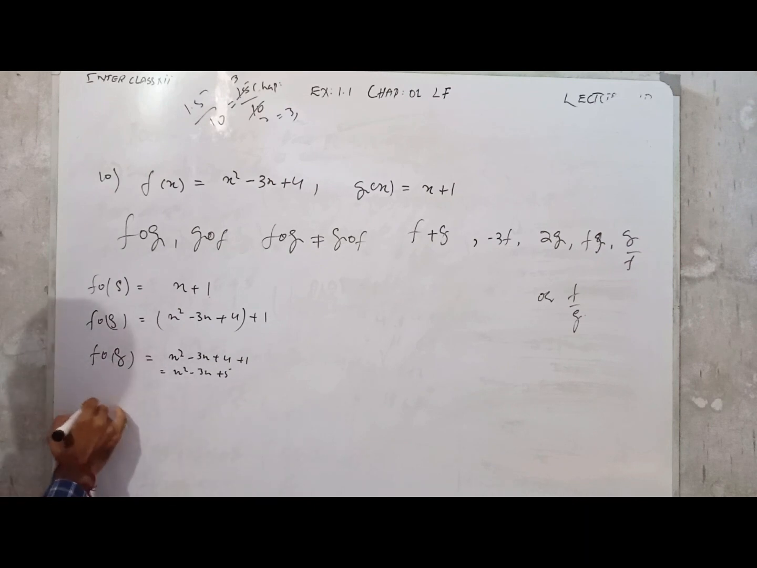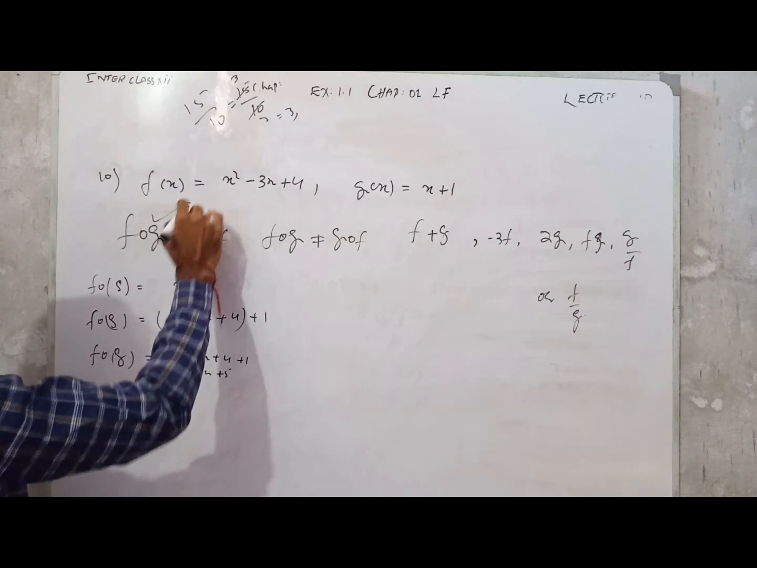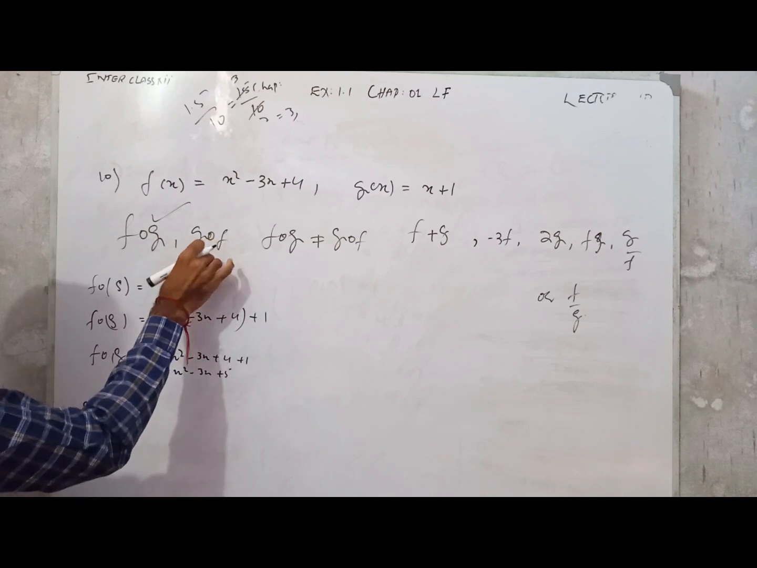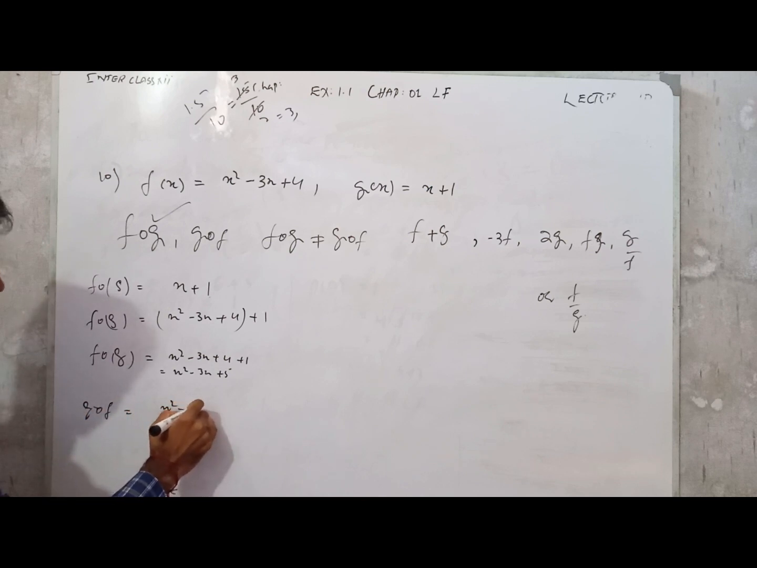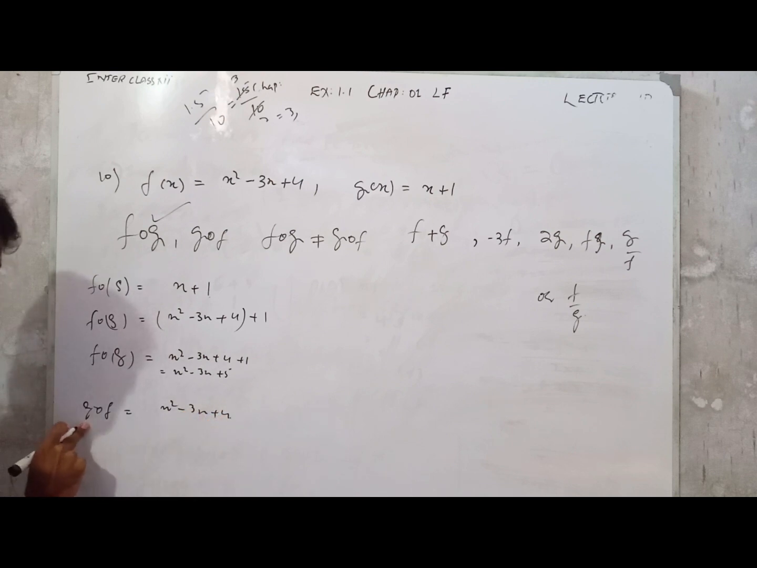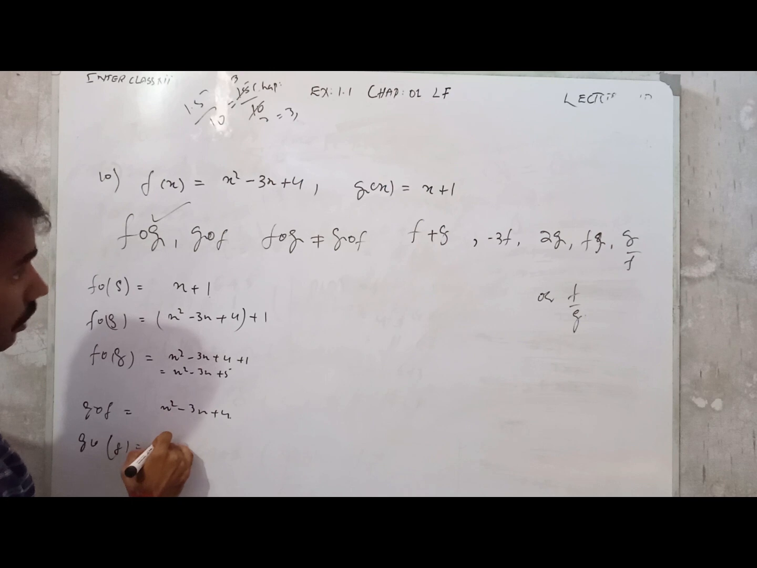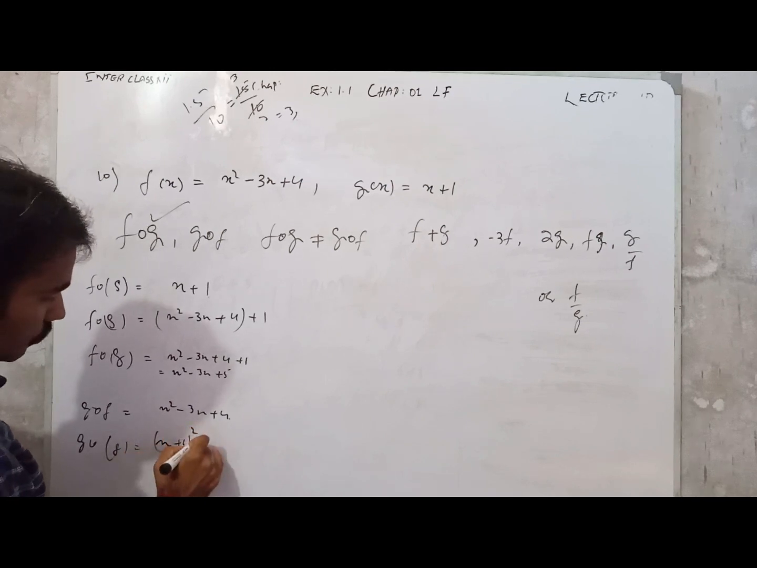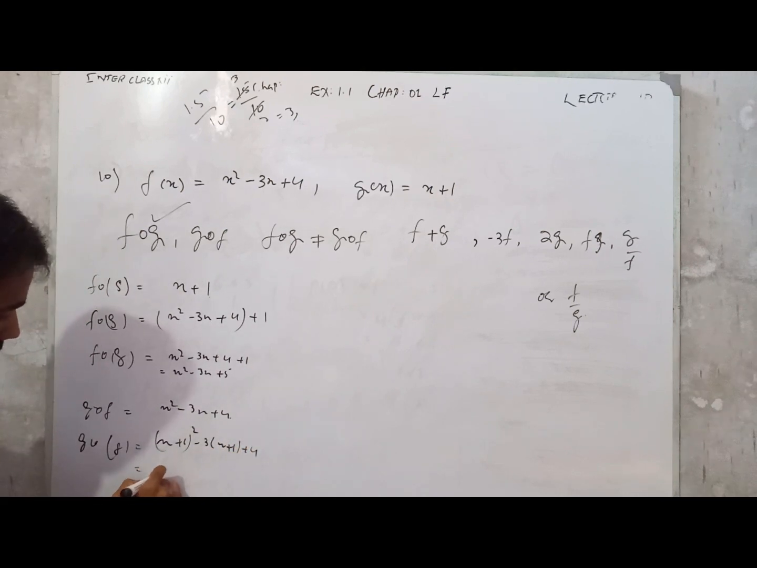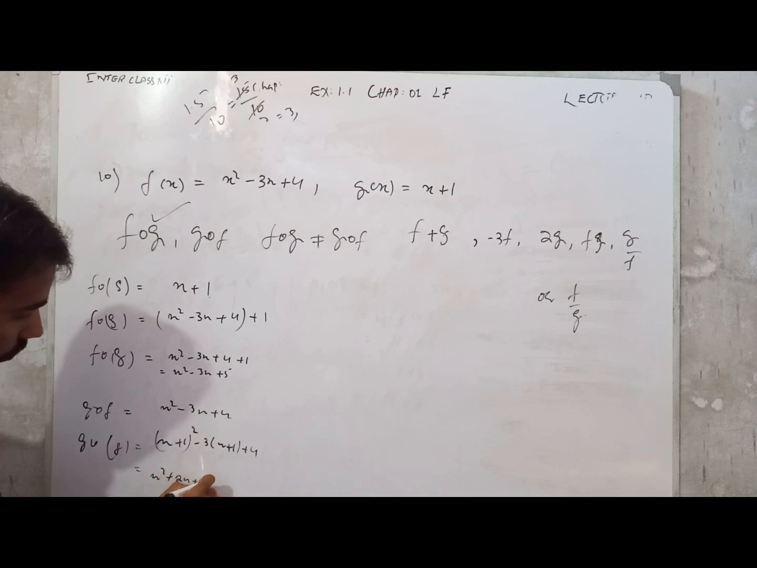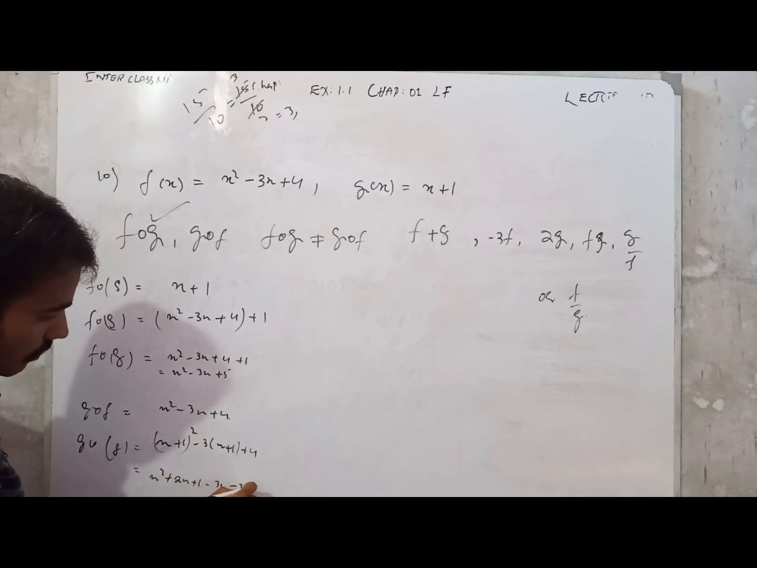Now we will find g of f. We have found f of g, now we are going to find g of f. So what we have to do? We just put g of x is equal to x square minus 3x plus 4. We will put the g function in the f function. So g of f is equal to x plus 1 whole square minus 3 times x plus 1 plus 4. So we will get x square plus 2x plus 1 minus 3x minus 3 plus 4.